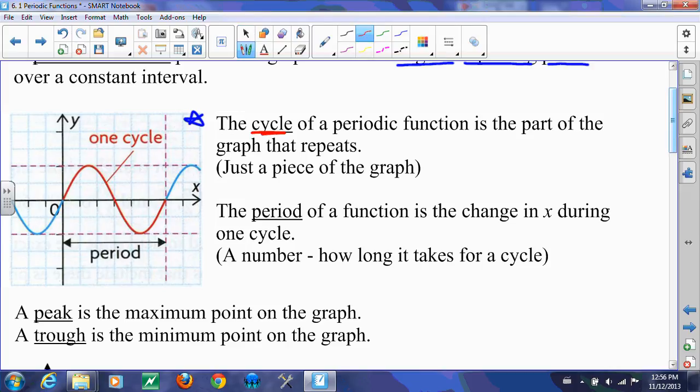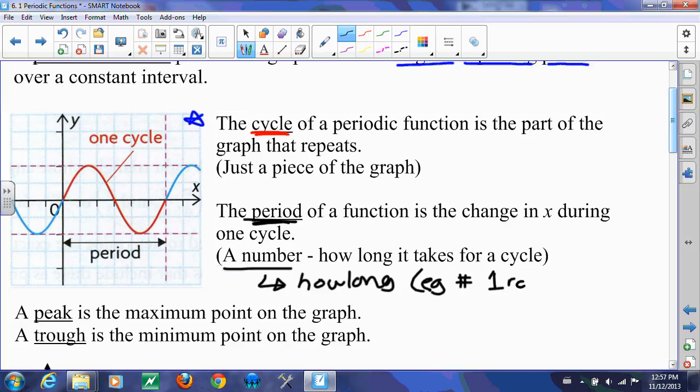Okay, so the cycle of the periodic function is the part of the graph that repeats. So it's just a piece of the graph. So it's what's in red. Whereas the period, ladies and gentlemen, and this is where people tend to get confused, the period of the function is the change in x during one cycle. So that's the number. So how long did it take? Okay, for one cycle. So if we take a look at our previous example, it took us one rotation. So from example number 1, it was one rotation.